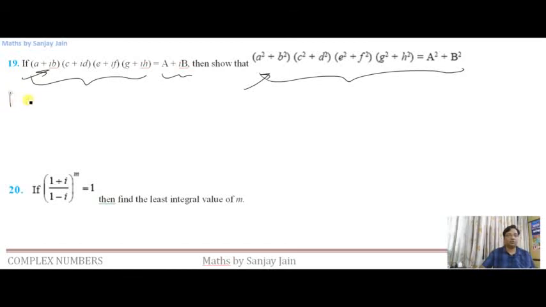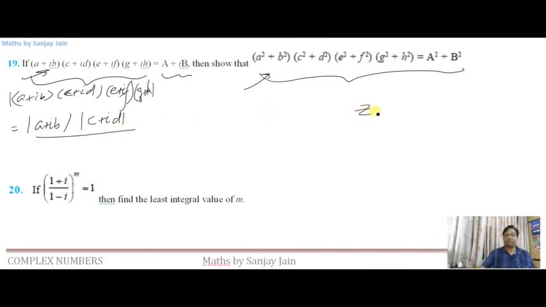So mod of this entire expression on the left hand side, a plus iota b into c plus iota d into e plus iota f into g plus iota h, will be nothing but mod of these individual complex numbers, mod of a plus iota b, mod of c plus iota d. I hope you got this point, what I am trying to say, that mod of z1 into z2 into z3 into z4 will be equal to mod z1 into mod z2 into mod z3 into mod z4. Right? This is what I am trying to say.